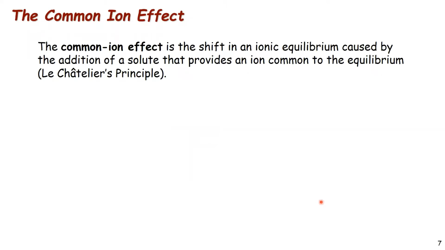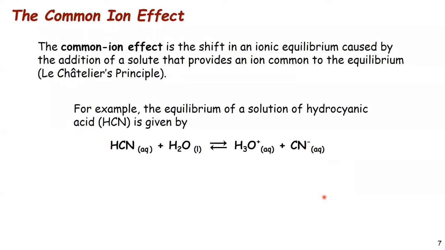Okay, now I want to talk about something new, the common ion effect. So let's take, for example, hydrocyanic acid in water. Now we know that hydrocyanic acid is a weak electrolyte, so it is going to transfer some of its hydrogen ion to the water to form the hydronium ion, and then leave behind, of course, the cyanide ion. And then once this starts to build up in the solution, these two species are going to react with one another to reform the hydrocyanic acid and water.